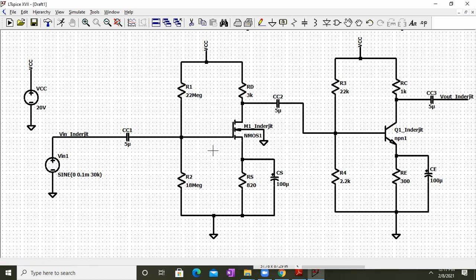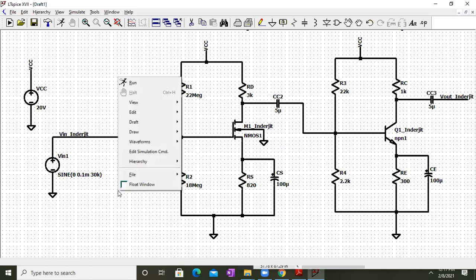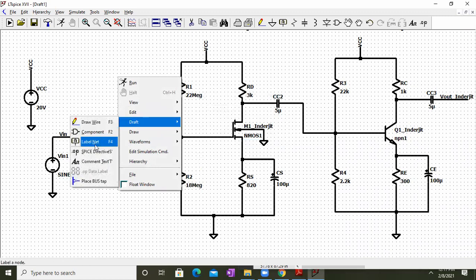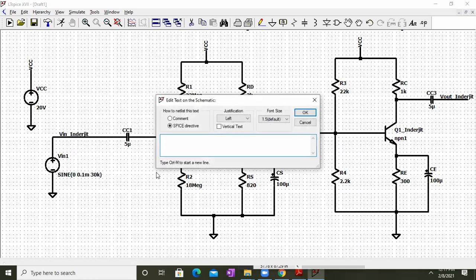Now we have to write the dot model statement. So for writing the dot model statement, we will right click over here, go to draft and go to spice directive, and here we'll start writing. So for the dot model statement, we have to write for NPN1. Okay, NPN1, this is NPN. We can write the saturation current as 1 E minus 14, and the value of beta is 220, which is given. So this is 220.